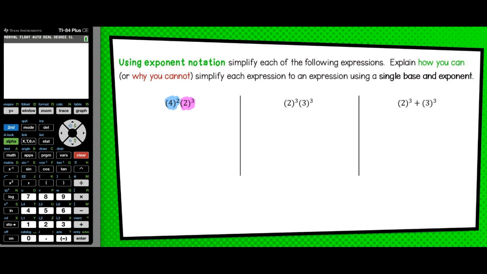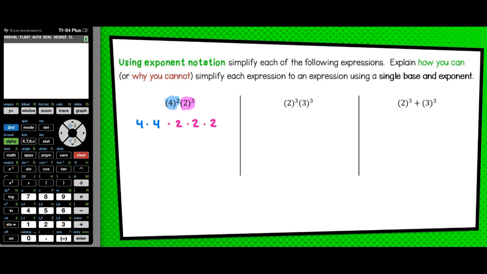In blue, we've got those 2 factors of 4. I'm going to expand that out as 4 times 4. Next, in pink, we have 3 factors of 2. I'm going to expand that as 2 times 2 times 2. So far, we've just expanded the expression. Our goal is to write them as a single base and an exponent.